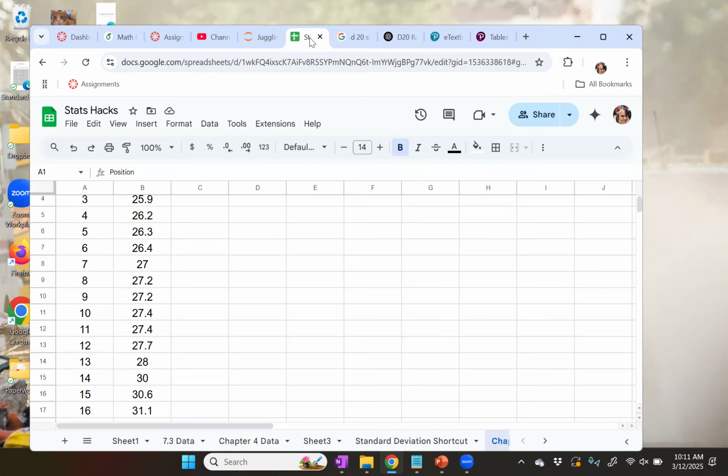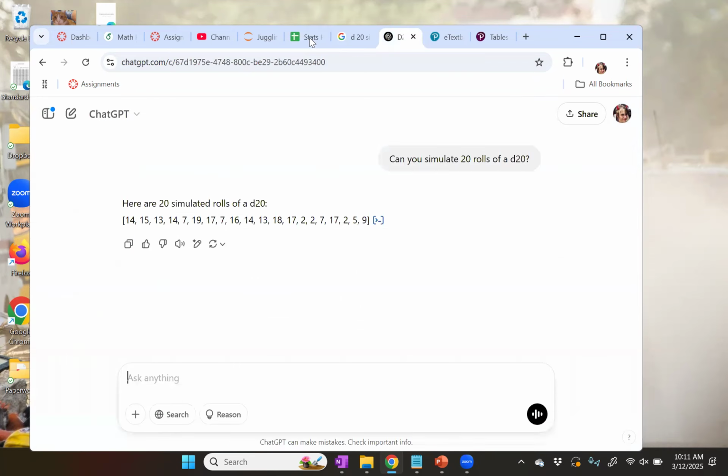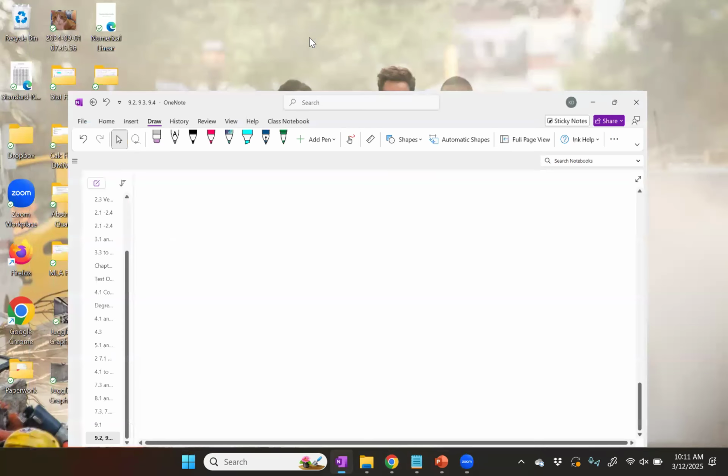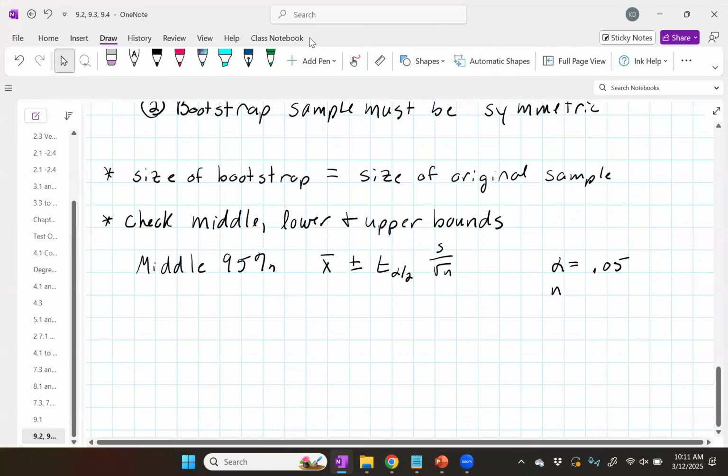If you have a bigger data set, you can't use a 20-sided die. You'd probably have to use something like, I told ChatGPT, hey, give me 20 rolls of a D20. And so they gave me 20 numbers. So those are the positions we would use. But I'm not going to worry about that at the moment.